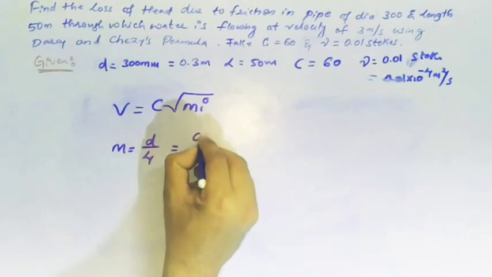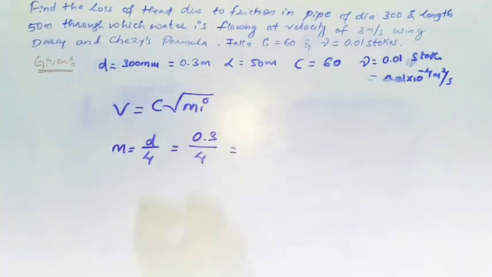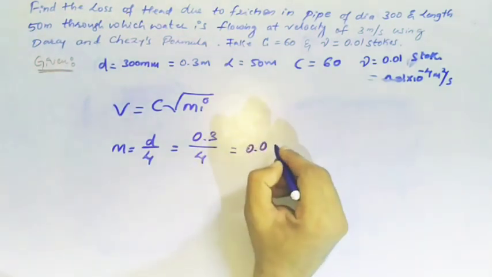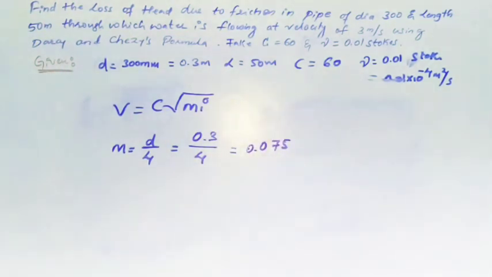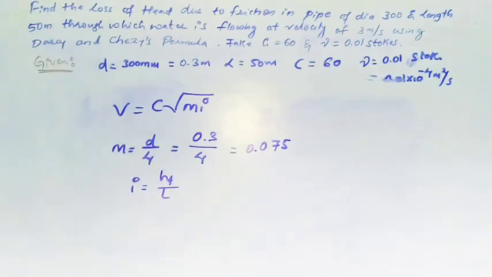Now let us calculate these values. m is equal to d by 4. The diameter is given, that is 0.3 divided by 4. The m value will be around 0.075, and the I value is very important. We have to calculate I, which is HF divided by L. But I don't know the value of HF. Now this HF is calculated.